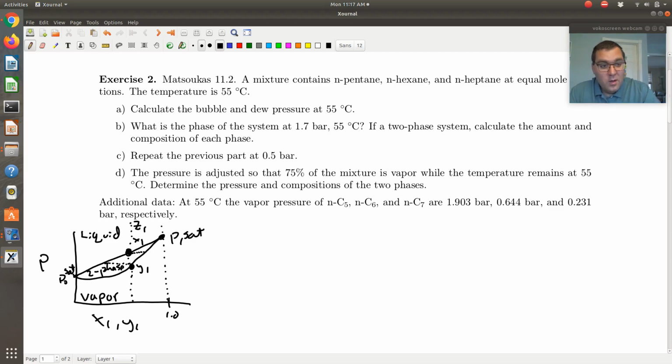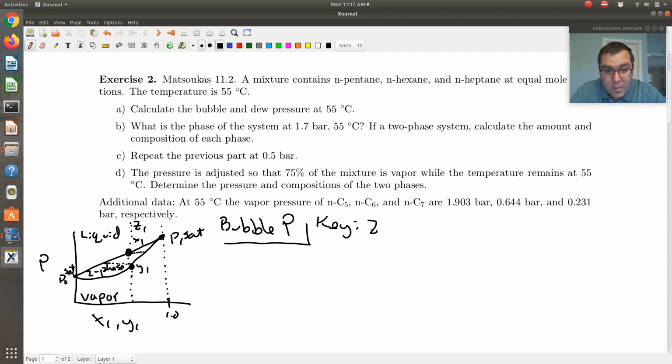So if I start out doing a bubble P calculation, remember, key to a bubble P is that zi is equal to xi. My liquid composition is equal to the composition of my mixture.